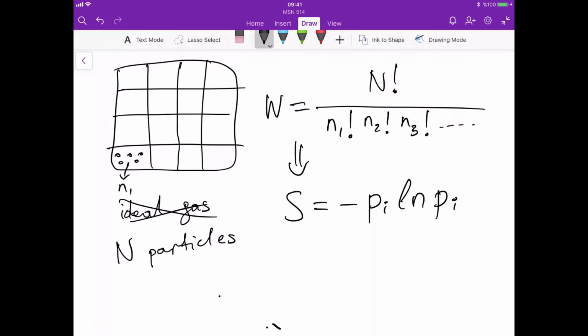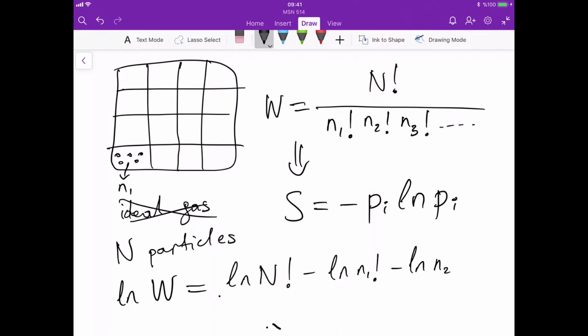Have you seen this before? It's entropy, defined as the probability of each state times ln of the probability of each state. So let's briefly try to understand where it comes from. If I take ln w, what do I get? Ln n factorial minus ln n1 factorial minus ln n2 factorial, etc.